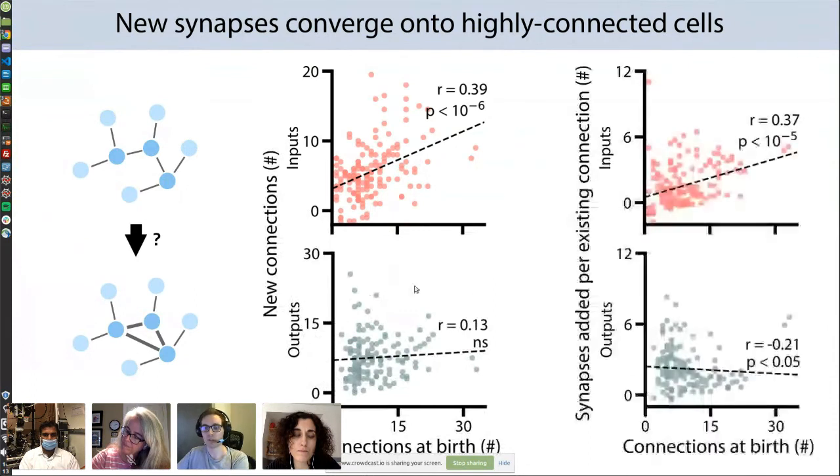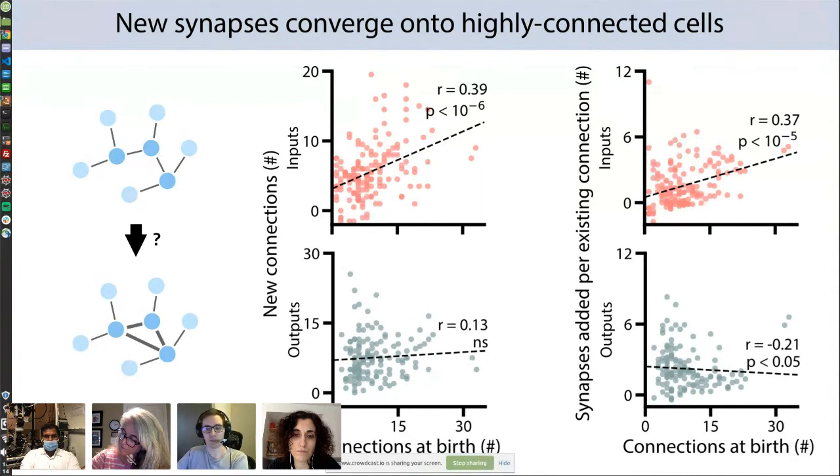And similarly, neurons with more connections at birth are more likely to disproportionately strengthen their existing input connections, but not strengthen their output connections. Thus, maturation focuses the flow of information onto these most highly connected neurons at birth. Or said another way, highly connected neurons become better integrators of information, but not broader communicators of that information.